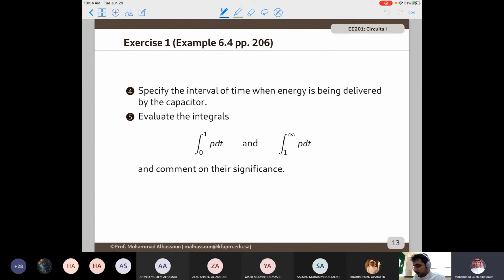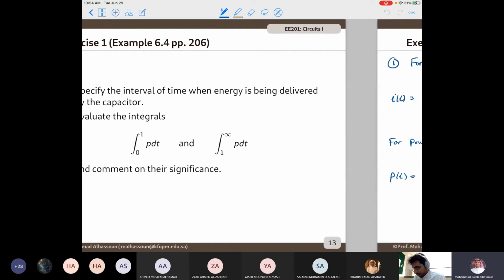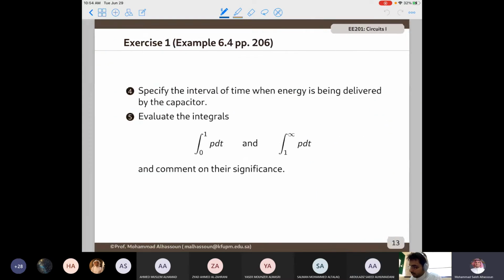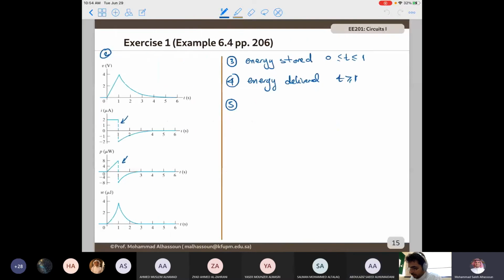The fifth part is asking you to integrate the power from 0 to 1, and integrate the power from 1 to infinity. So in this case, what should we do, Abdulaziz Al-Ahmadani? So from 0 to 1, the integration of the power will be the area under the power curve from 0 to 1. Yes, we can do that.